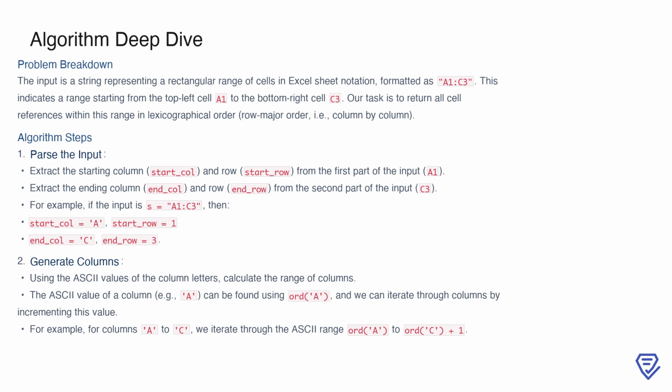Next, we generate the columns for the range. By using the ASCII values of the column letters, we can calculate the range programmatically. For example, the ASCII value of A is obtained using the ord function, and we can iterate from ord('A') to ord('C') plus 1 to generate the sequence of columns A, B, and C. This method makes it efficient to handle column ranges of any size.